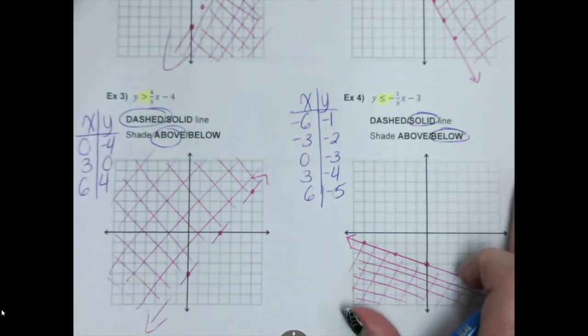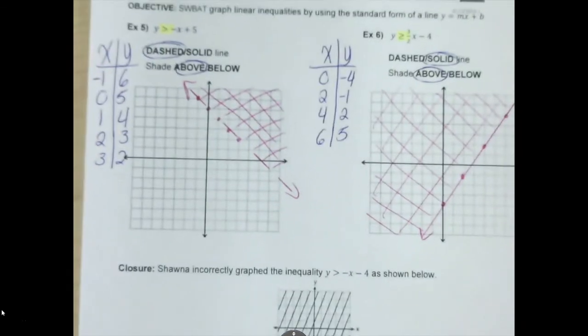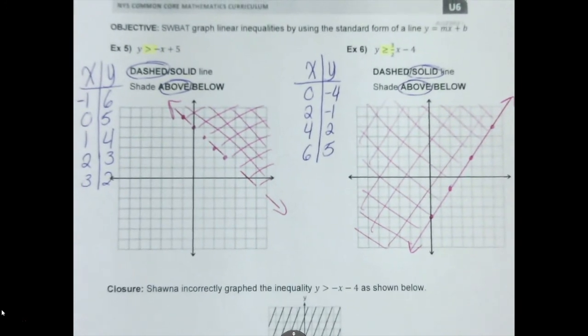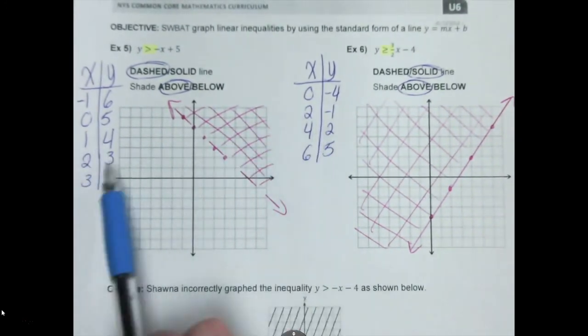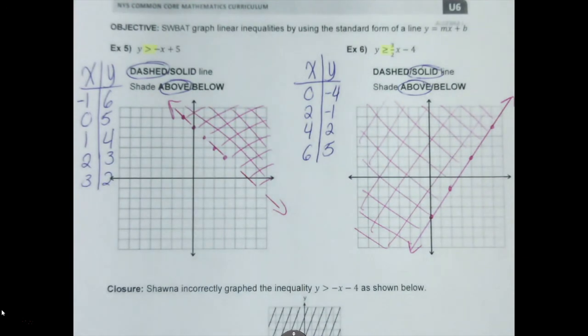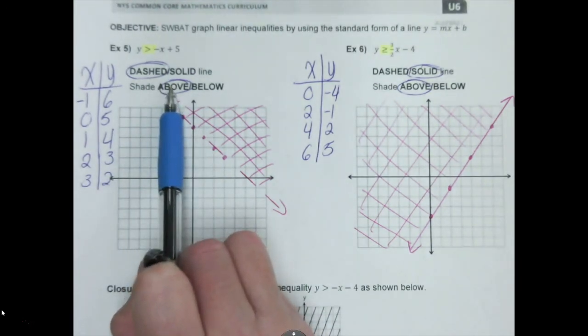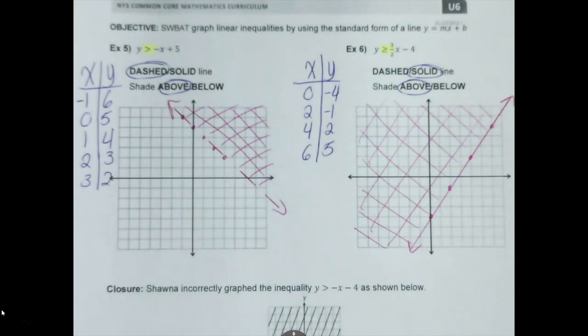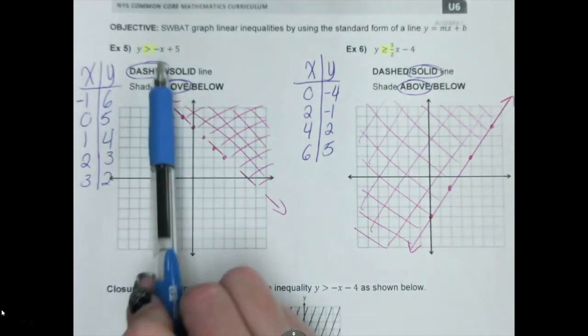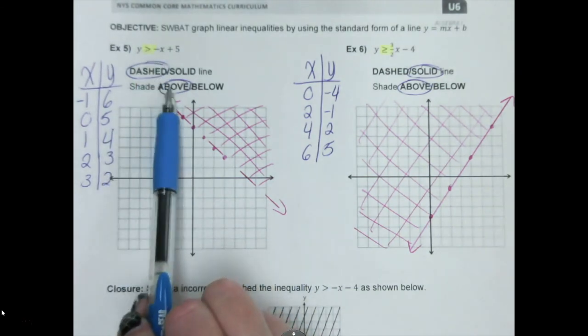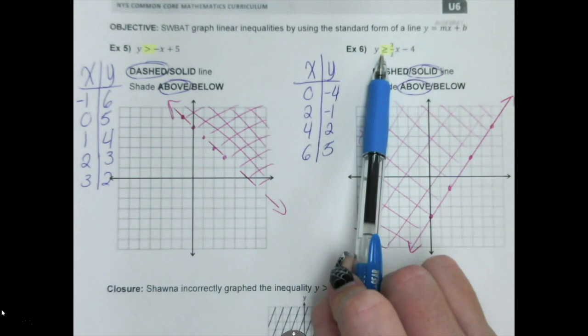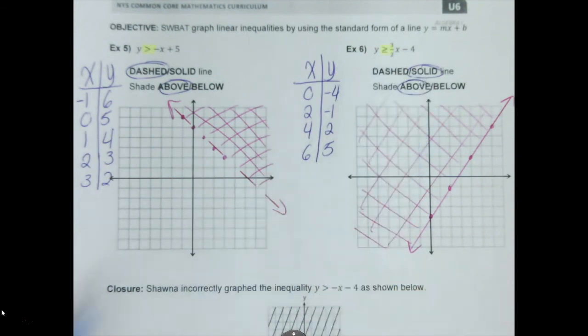And then quickly as we look at 5 and 6 here, again, I'm making sure to write down that XY table. All right, I'm going slowly through the graphing. I want to check if it's dashed or solid, above or below. All right, and just make sure that I'm not making any mistakes as I go through. All right, again, 5 was just greater than, so that's going to be dashed and above. 6 was greater than or equal to, so this would be solid and above.